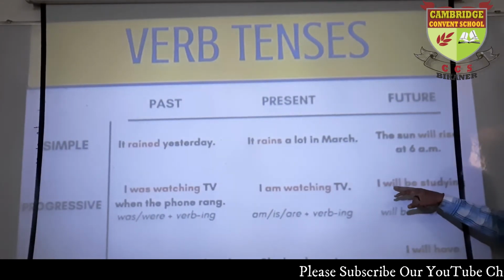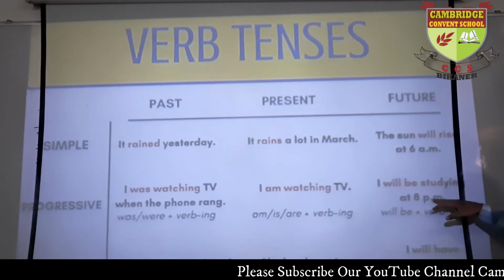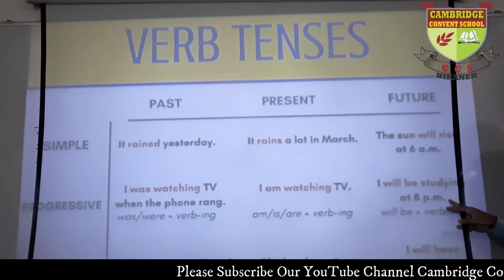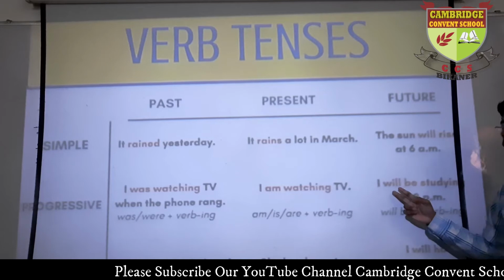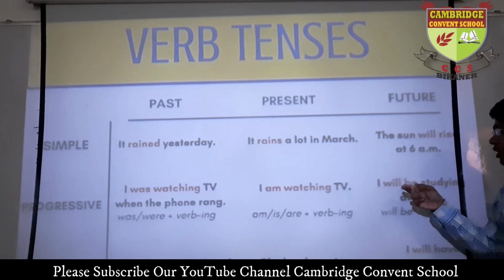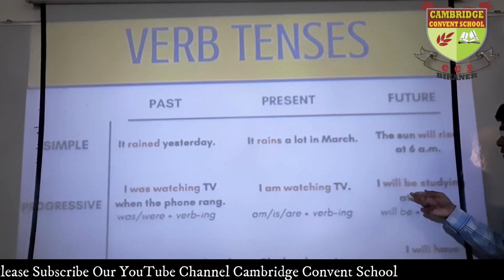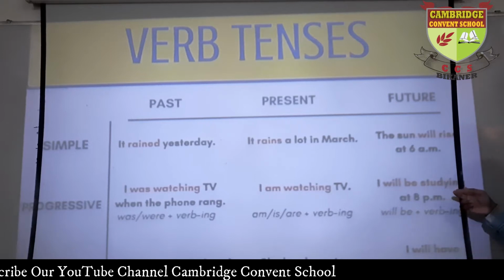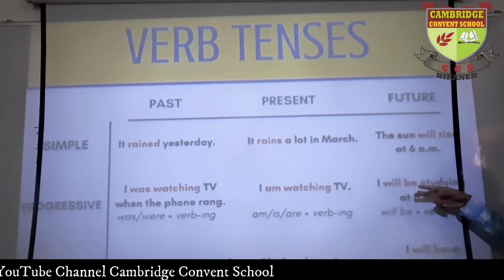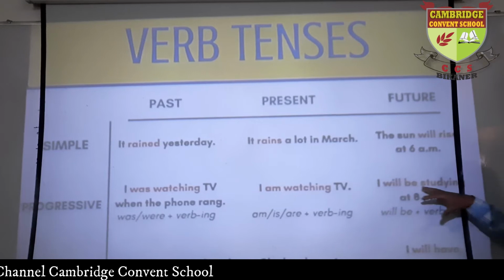In the third sentence, I will be studying at 8 p.m. Here we are using the helping verb will or shall. We used will plus be plus the verb's first form. So we can see it is in a future continuous tense.